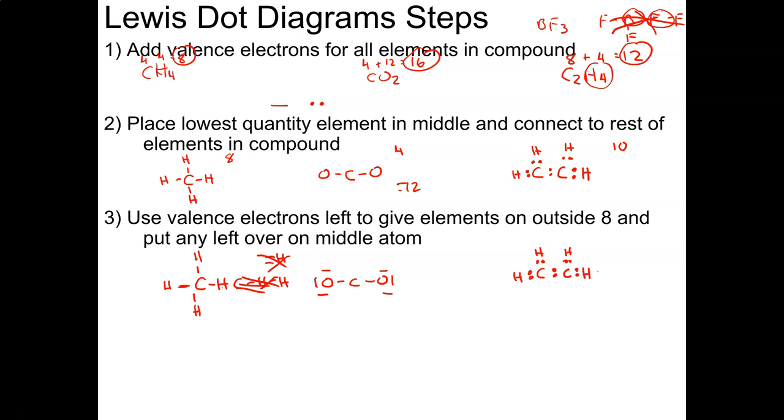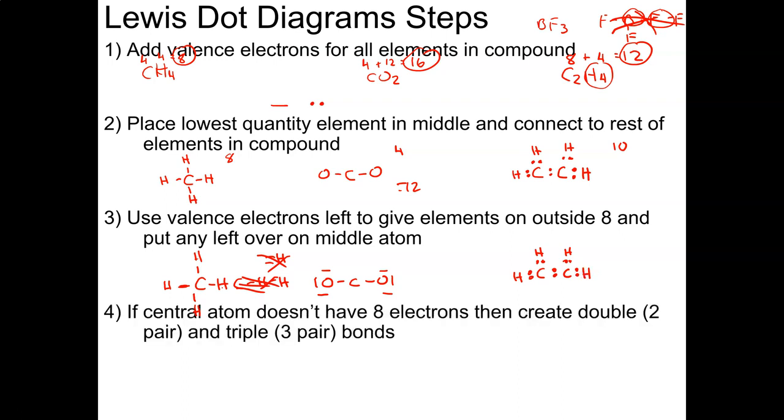Okay, then we're going to go on. If the central atom doesn't have 8 electrons, then double and pair, make 2 pairs, or triple bonds are involved. So for the first one, we're already done. We don't need to do anything else. This is a fast Lewis structure, call it a day, move on with your life.